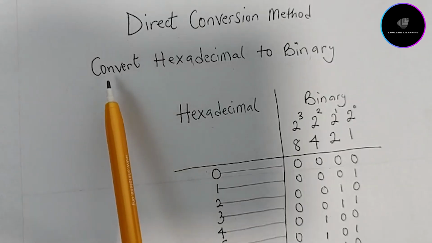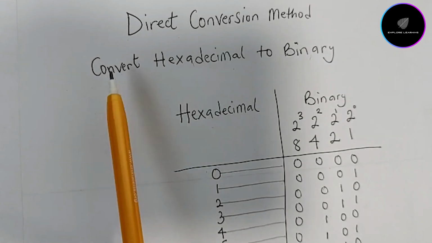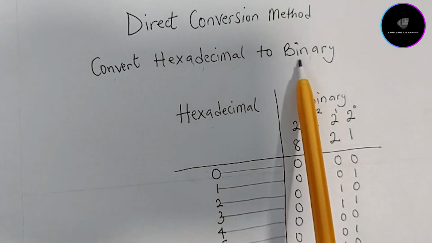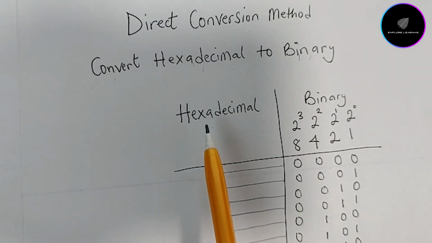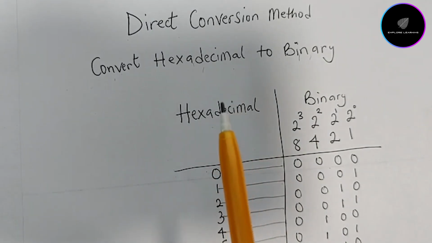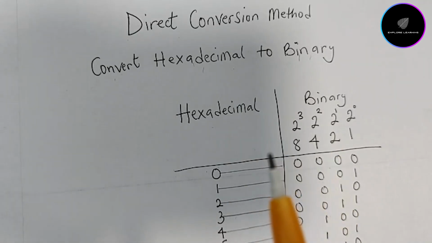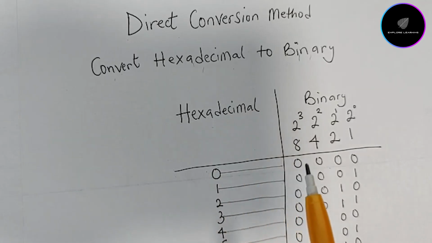Alright, so let's consider this scenario of converting the hexadecimal number system to the binary number system. Just like we said previously, we have a relationship between the octal number system and the binary number system. Also, we have a relationship between the hexadecimal number system and the binary number system when we talk about the direct conversion method. Now the rules apply just like the octal to binary conversion.